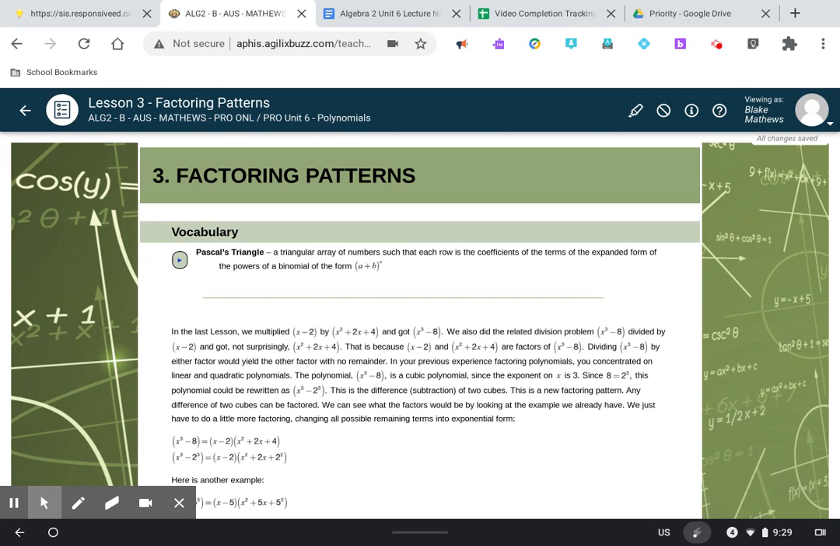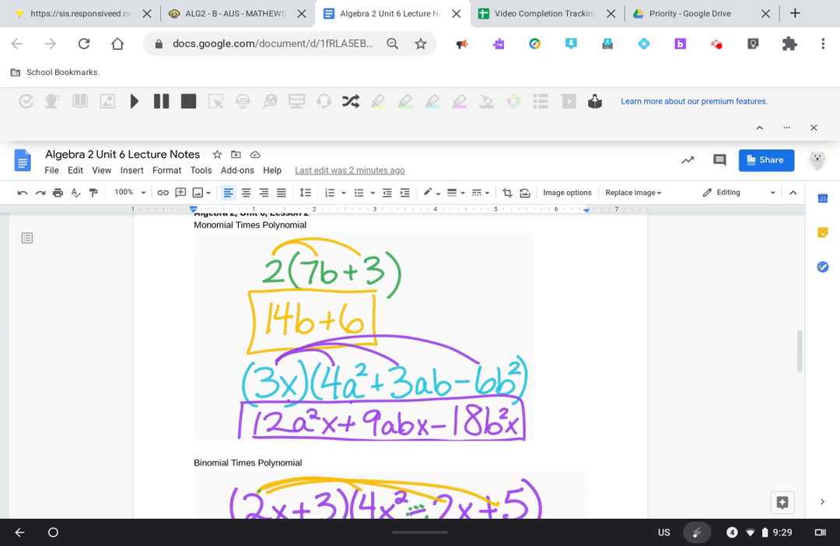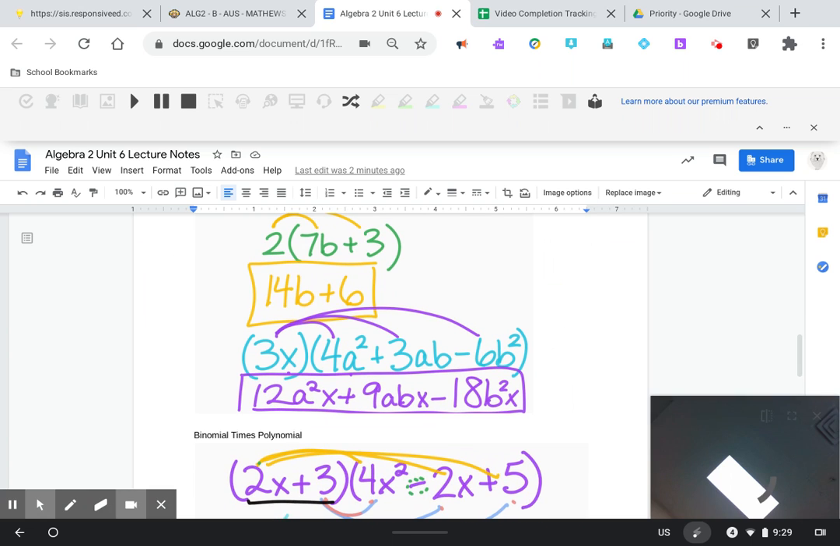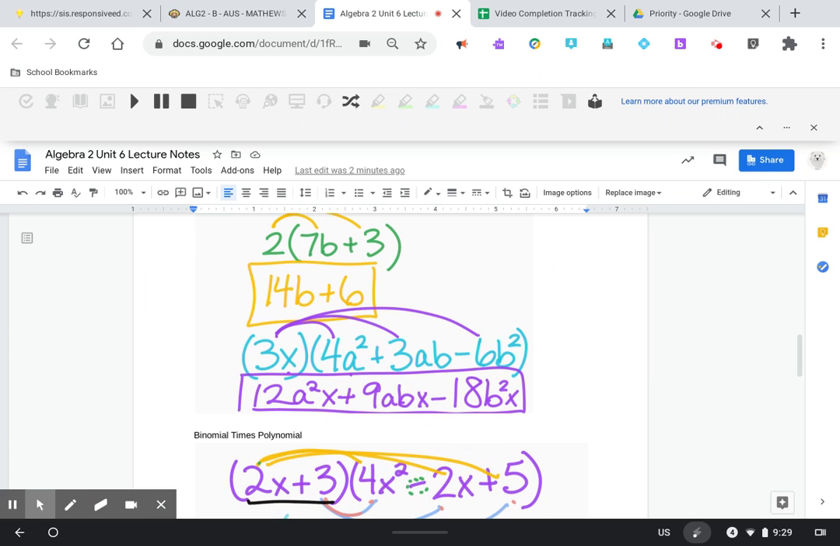All right, this is the video for Algebra 2, Unit 6, Lesson 3. And this lesson is focused on the beginning concept of factoring, or some unique cases when it comes to factoring. When we talk about factoring, we're actually talking about the opposite of what we did in the previous lesson.